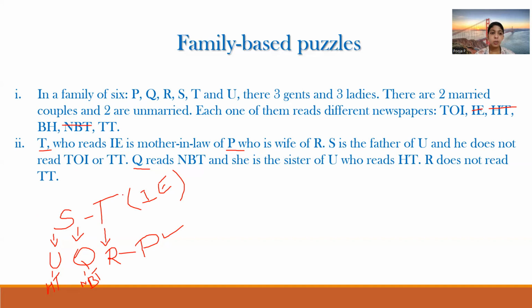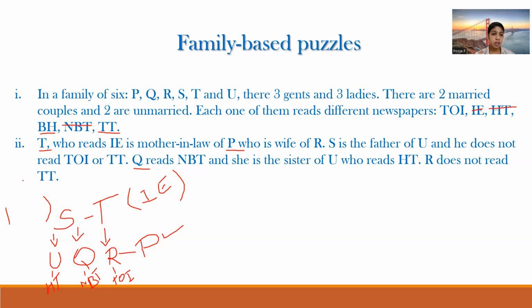Among that, who is this? S, he does not read Times of India. So S has no other option but Business Herald and the Tribune. So TOI, that is Times of India, is read by R. Ma'am, S does not read Times of India or also the TT that you mentioned. Both. So only Business Herald is left for S.